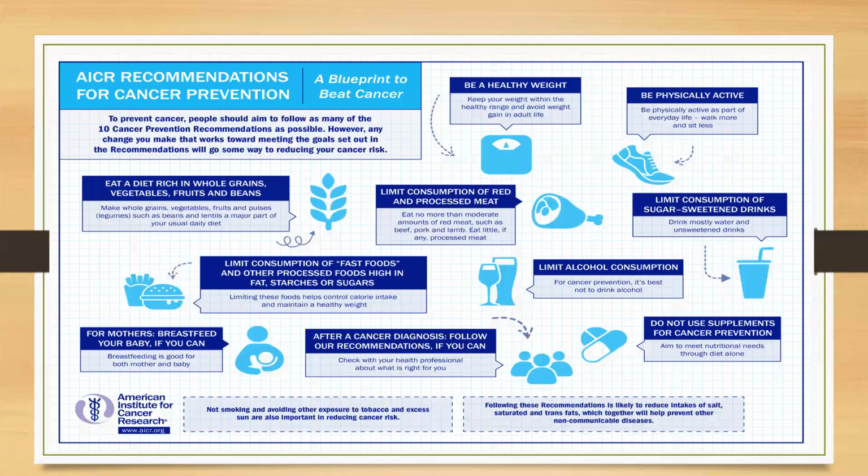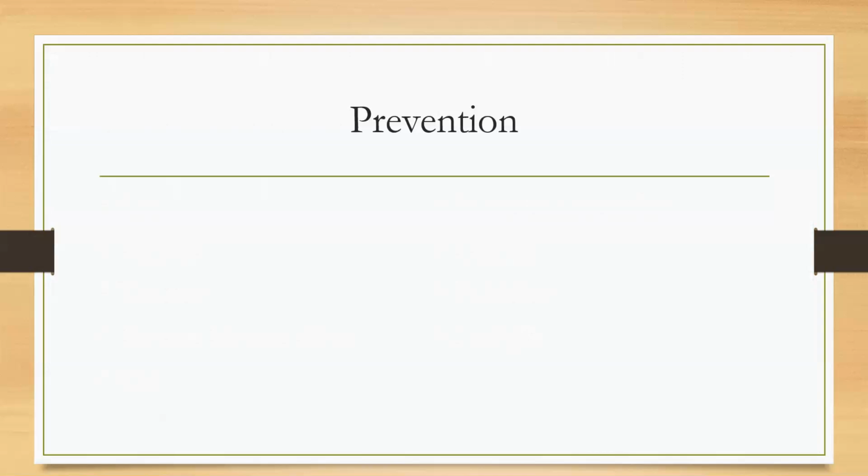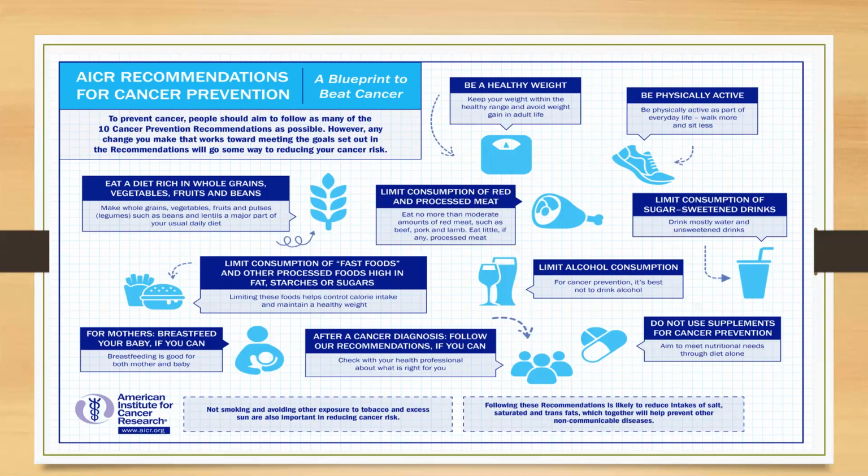Coming to prevention, what prevention can be done? These are the brief prevention guidelines given by the American Institute for Cancer Research. So first is being healthy. One must maintain the BMI and a good healthy lifestyle by having good balanced food. Being physically active is equally essential, and the consumption of sugar-sweetened drinks, aerated drinks or alcohol should be limited. And any supplements other than those given during cancer treatment should be avoided.